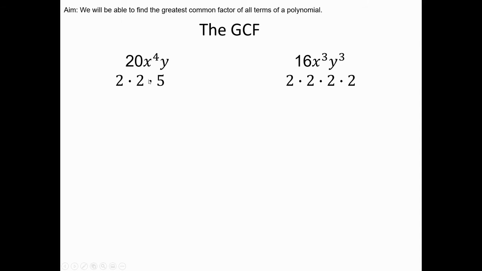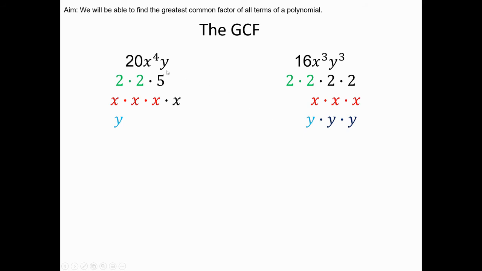But what about the x's? Well, x to the 4 is just x times x times x times x, right? And x to the 3 is just x times x times x. If I wanted to look at the similarities, I noticed that both of them have at least 3 x's. And then with the y's, where the first one has a single y and the other one has 3 y's, they at most have 1 y in common, because the second one has 3 y's and the first one has a single y. So at most I could take out a single y for both.